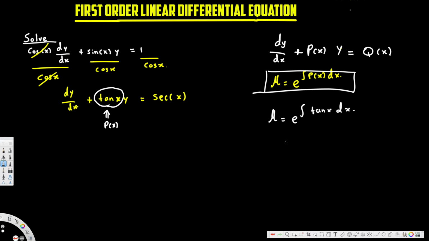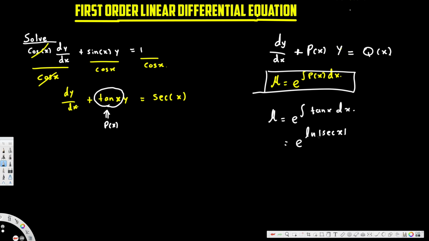If you take the integration of tan x dx, that gives us ln of sec x. So this is going to be e power ln of sec x, and we will have a constant, but we don't have to put that constant for this. Because here what we are going to do is multiply this e power ln of sec x both sides of this equation. That's the reason for the integrating factor.